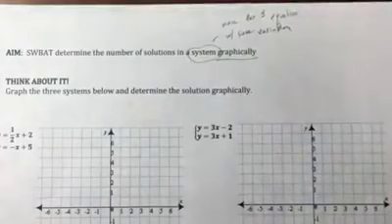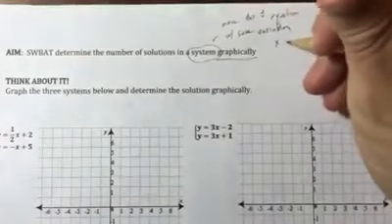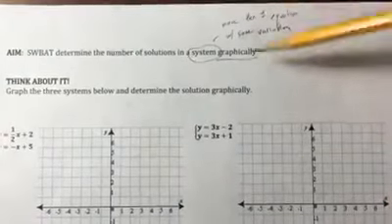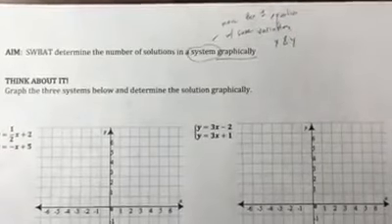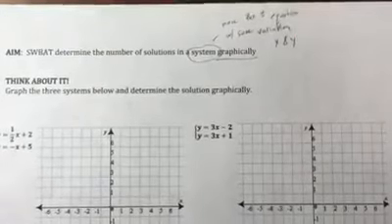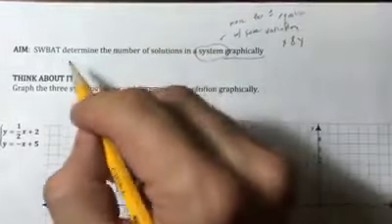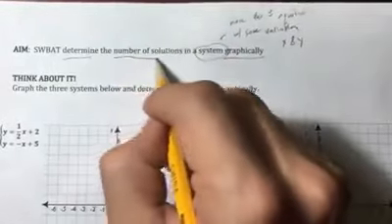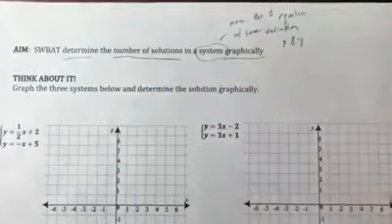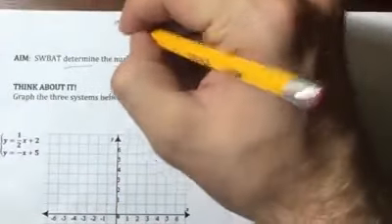So for the most part, we're just going to be working with equations that have x and y, but in general, a system of equations is when you have more than one equation and each equation has the same variables. Now, today we're going to be determining the number of solutions. So when I say number of solutions, I want you to think of two things.